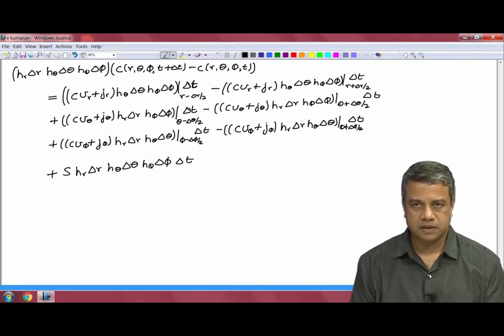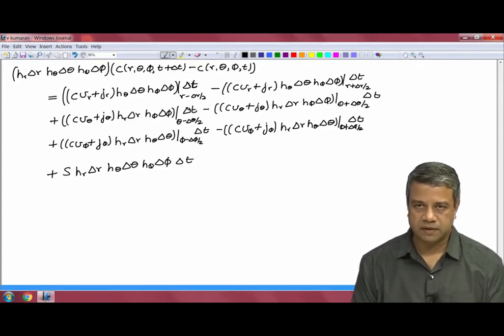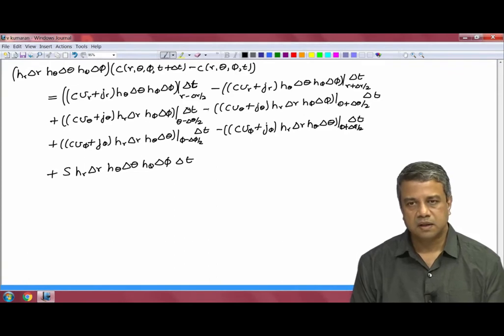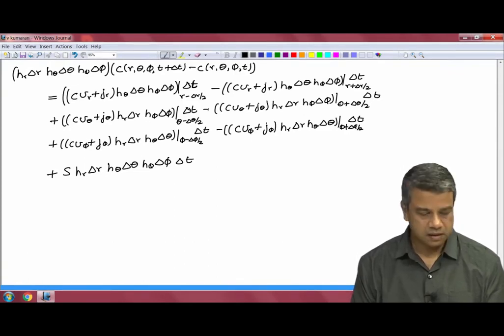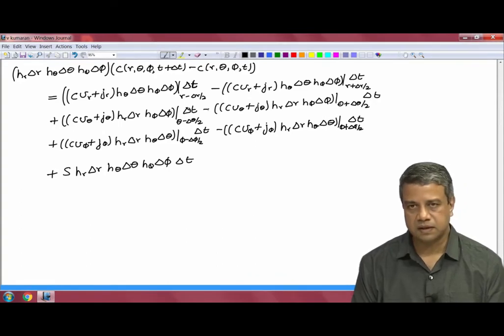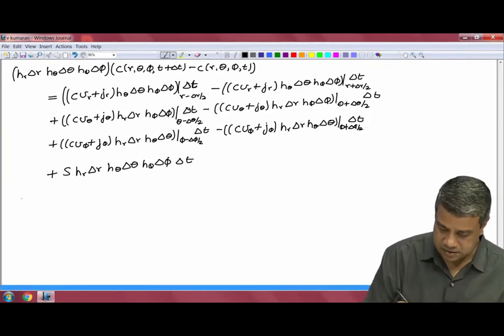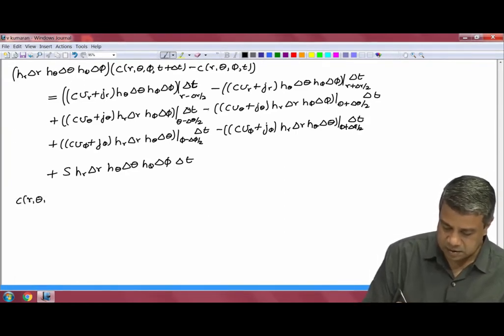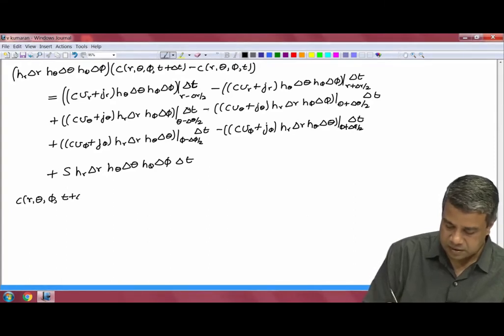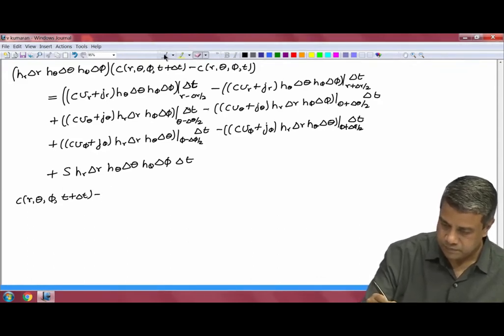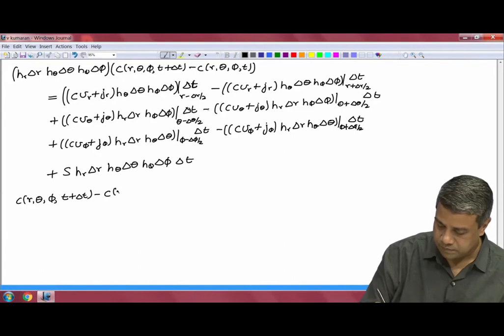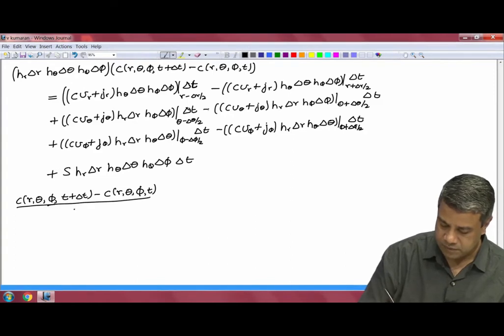This is the balance equation. Divide throughout by volume and time interval. That is, volume is h_r delta r, h_theta delta theta, h_phi delta phi, and time delta t. If you do that, what you will get is C at r, theta, phi, t plus delta t, by delta t.